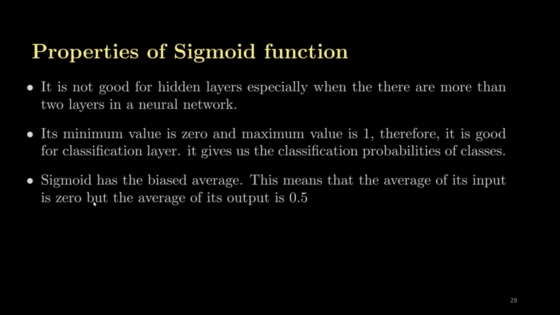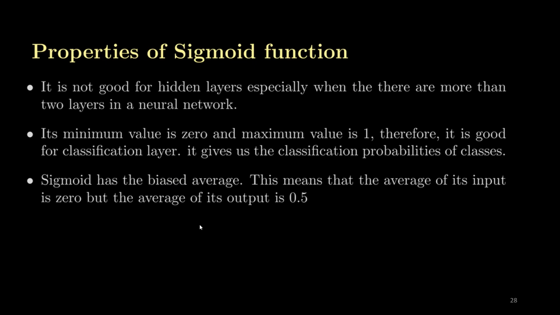This means the average of its input is 0, but the average of its output is 0.5. Now, if I pass two values to this sigmoid function, one value is minus 10 and the other value is plus 10. The average of minus 10 and plus 10 is equal to 0. It means the average value of the input to the sigmoid function is 0.